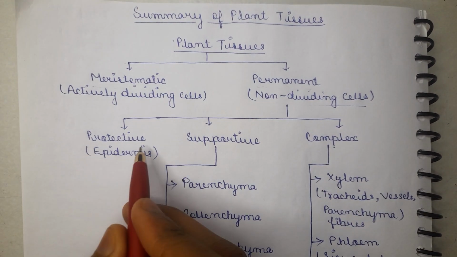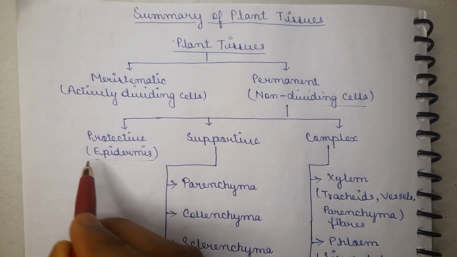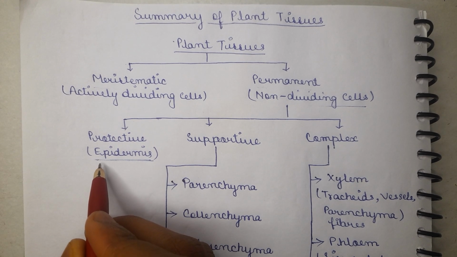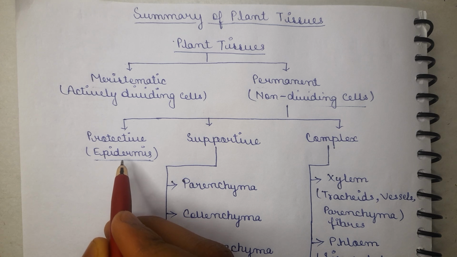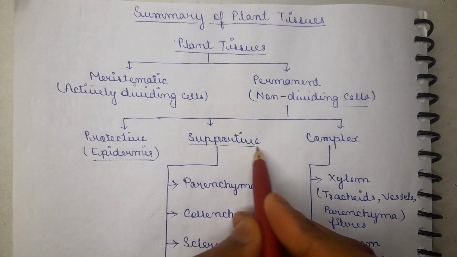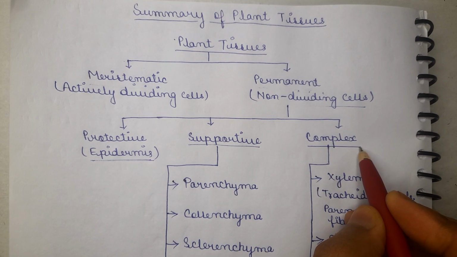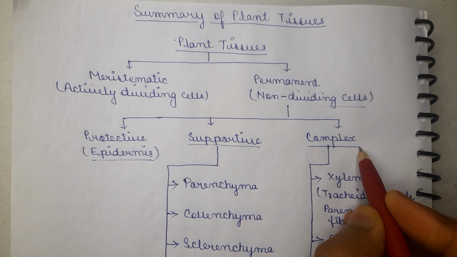Now these permanent tissues are classified into three types. First one is protective, that means the epidermis cell, where the epidermis tissues are found for the protection of the plant. Mostly these are found at the surface of the root or stem, or sorry, at the leaves. Now the second part is supportive, that gives support to the plant. And the third one is complex tissue, also called complex permanent tissues.